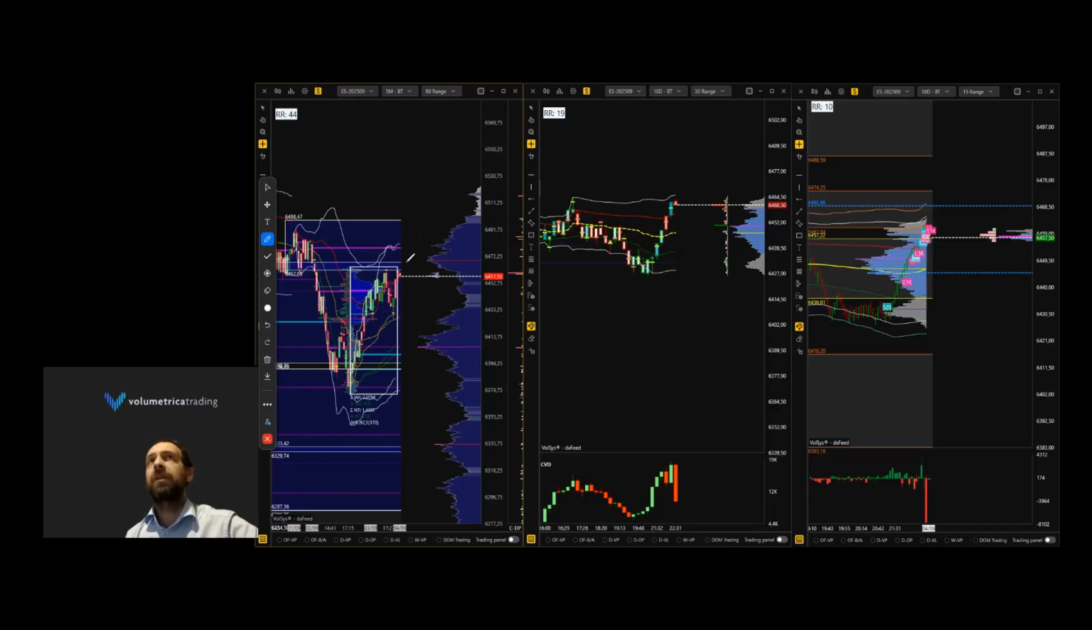So, it's important to monitor throughout the day how this 6,460 area is actually handled, and then the 6,500 area after that. In any case, it's a situation that leaves me with a relatively bullish outlook, okay?